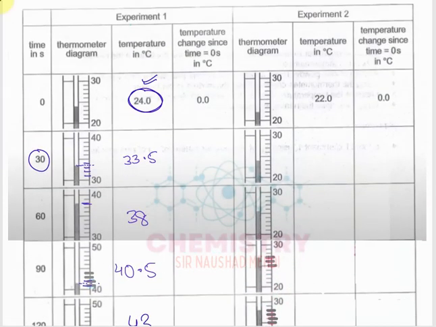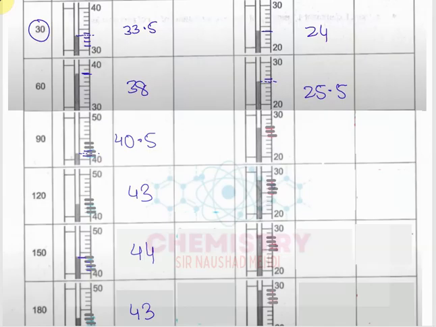Similarly, for experiment number 2, we can jot down the readings also. Over here we have around 24. This one is in between 25 and 26, so it would be 25.5. This one would be around 25, 26 and 27. This one is around 28. And this one is in between 28 and 29, so it's 28.5.